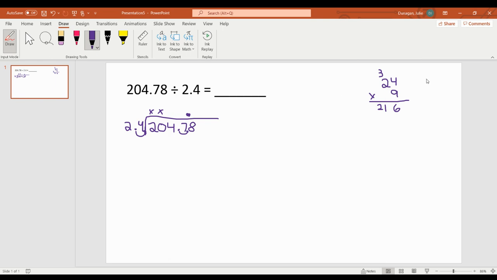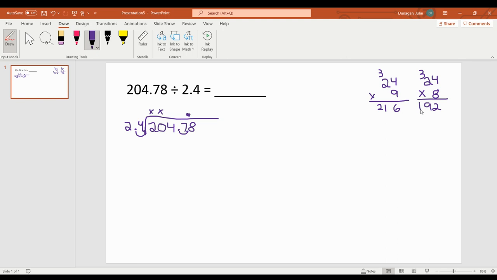So I'm now going to multiply 24 times 8. I'm not going to erase this because I might need it later. I don't want to have to keep multiplying over and over again. I already did it once, and I don't want to do it again. So now we're going to try 24 times 8. 8 times 4 is 32. We write down the 2, regroup our 3. 8 times 2 is 16, plus 3 is 19.